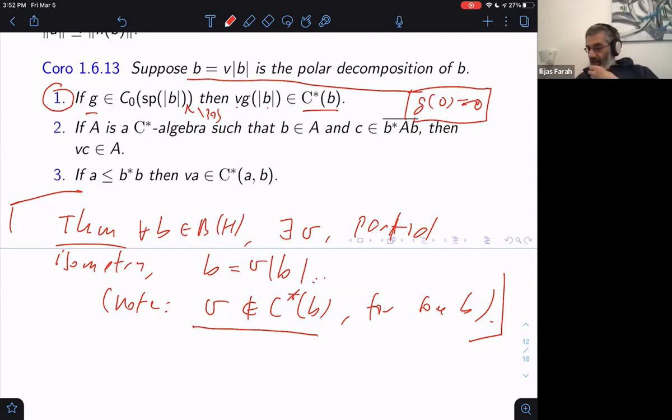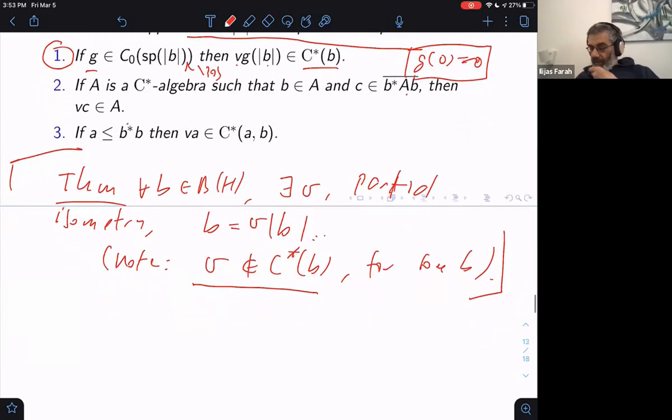And two more properties along the same lines. If A is a C star algebra and B belongs to A, and C is in this algebra that we saw in the previous lemma, the closure of B star AB, then V times C belongs to A. And finally, if A is less or equal than B star B, then VA belongs to the C star algebra of AB. So let's look at the proofs.